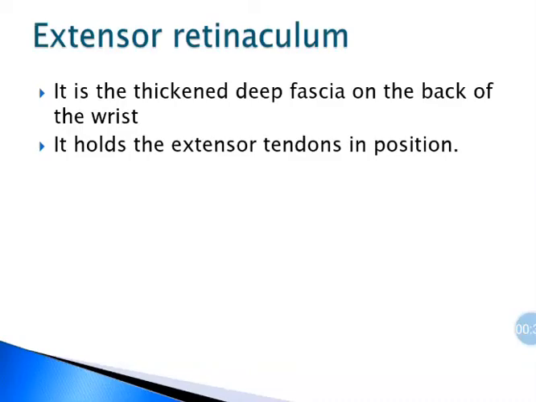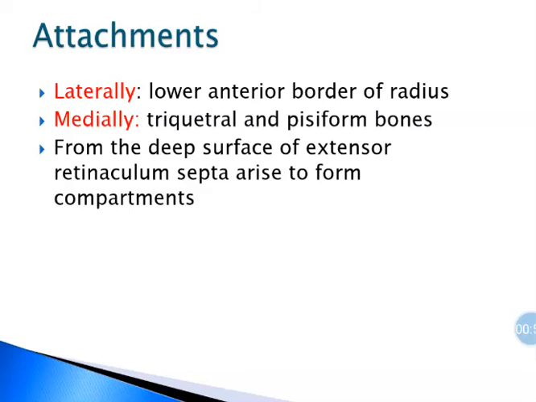What is extensor retinaculum? It is thickened deep fascia which is present on the back of wrist. Its function is to hold extensor tendons in position. Coming to its attachments. Laterally, the extensor retinaculum is attached to the lower anterior border of radius. Medially, it is attached to triquetral and pisiform bones.